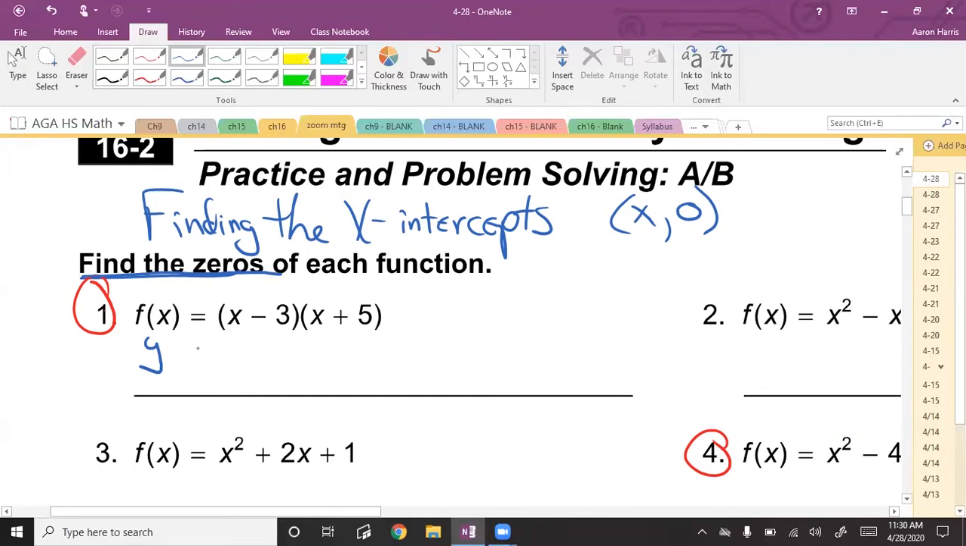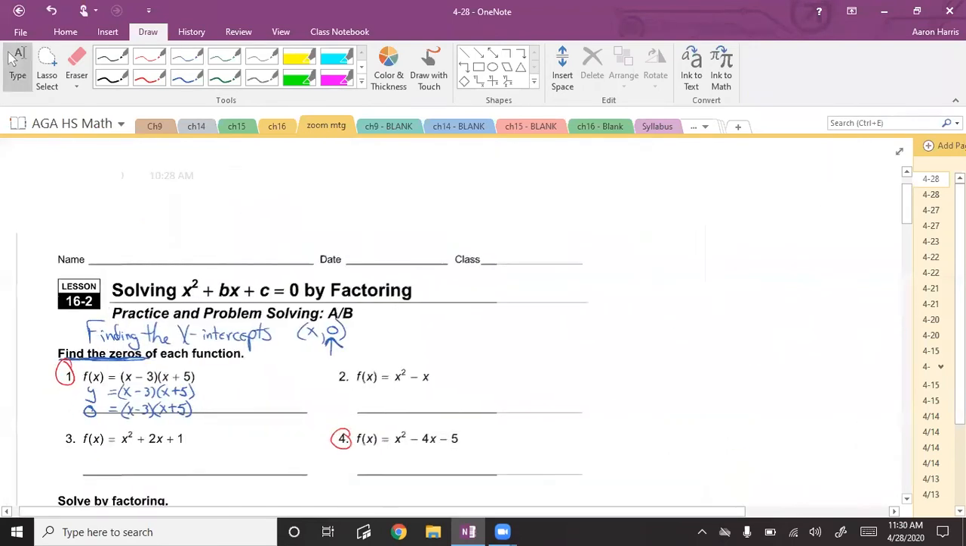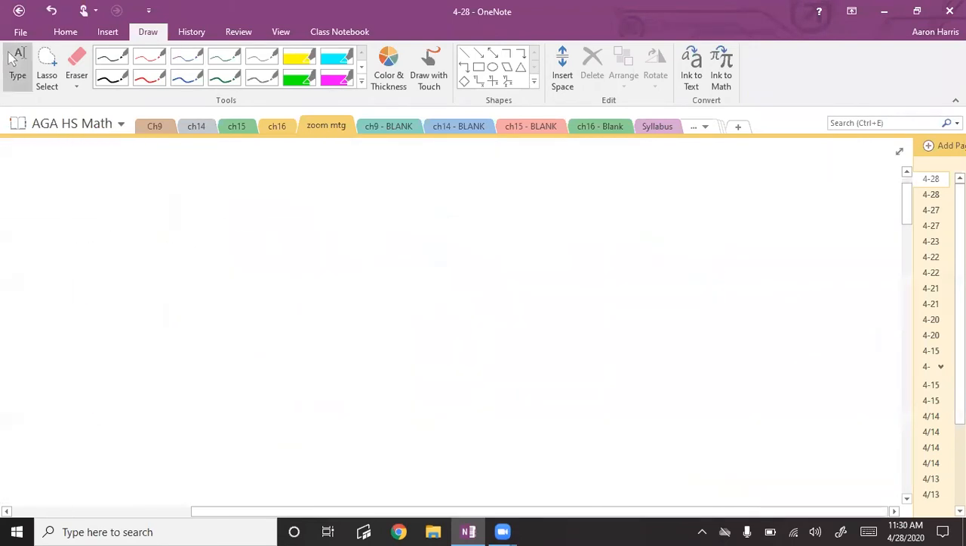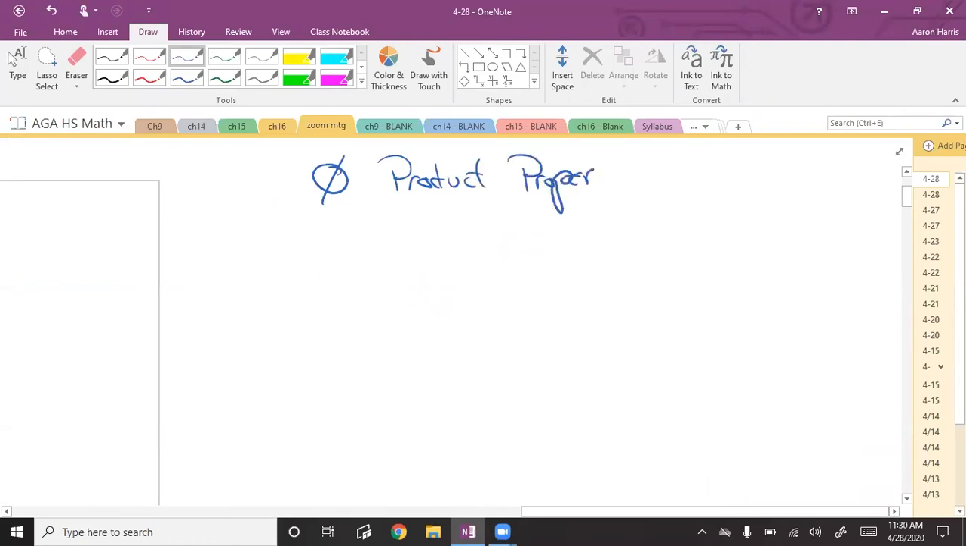So I could rewrite this equation saying Y equals X minus 3, X plus 5. And you just told me that if I'm finding the zeros, Y will always equal what? 0. And now I'm able to solve this. So I'm going to jump out of that because I already did that yesterday. But let's talk about this. It's the zero product property.